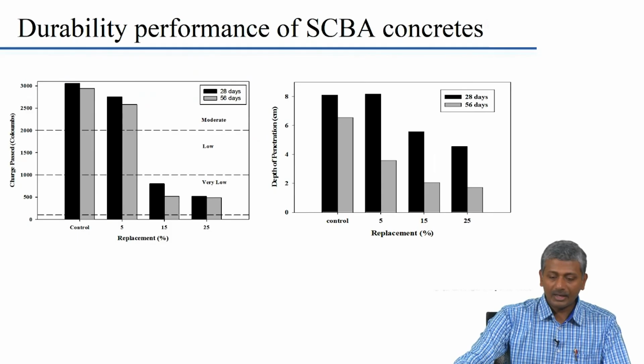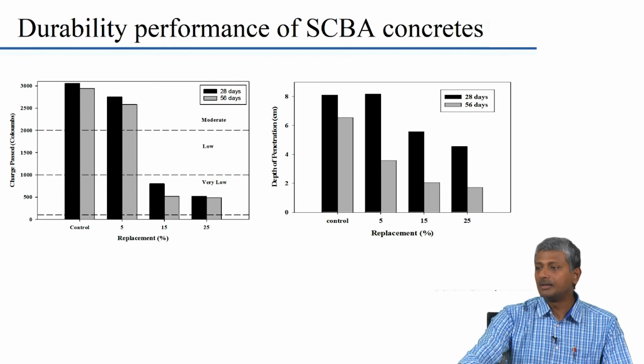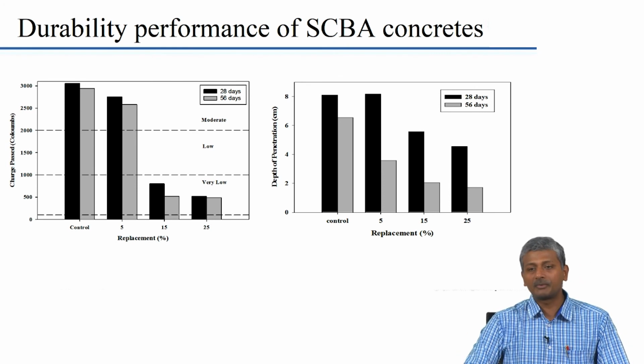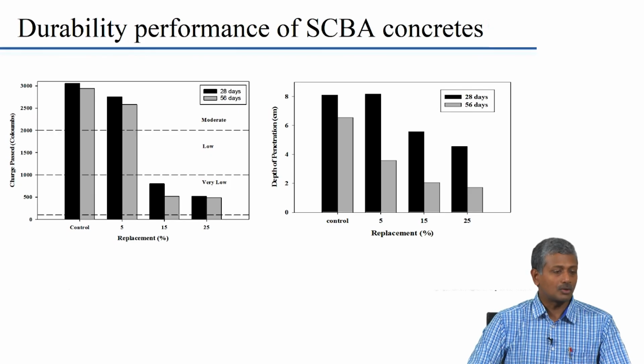Okay. So, again I am showing you some performance characteristics. Strength, we saw no difference in strengths as opposed to ordinary Portland cement, almost the same level of performance was obtained, irrespective of the replacement level, from 5 to 25%, no drop in the strength at all.